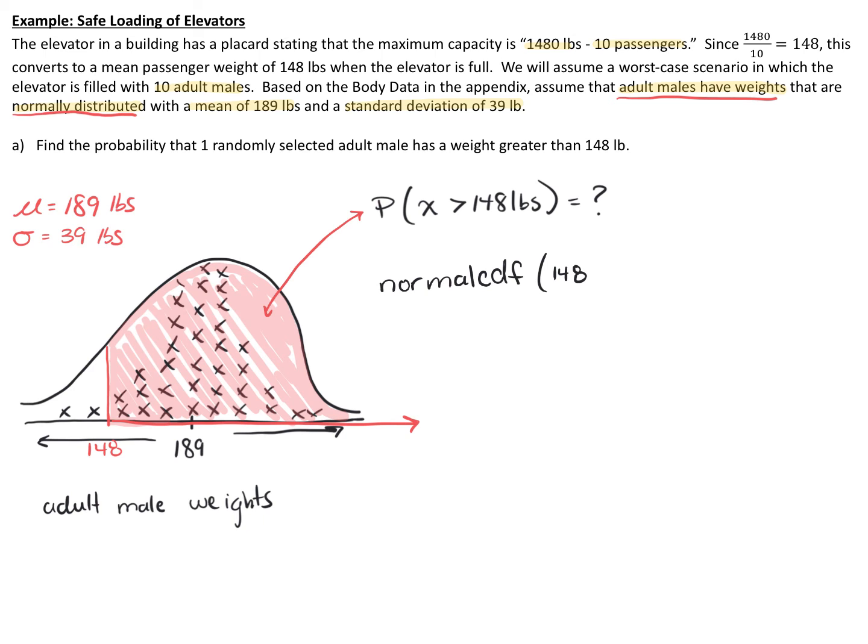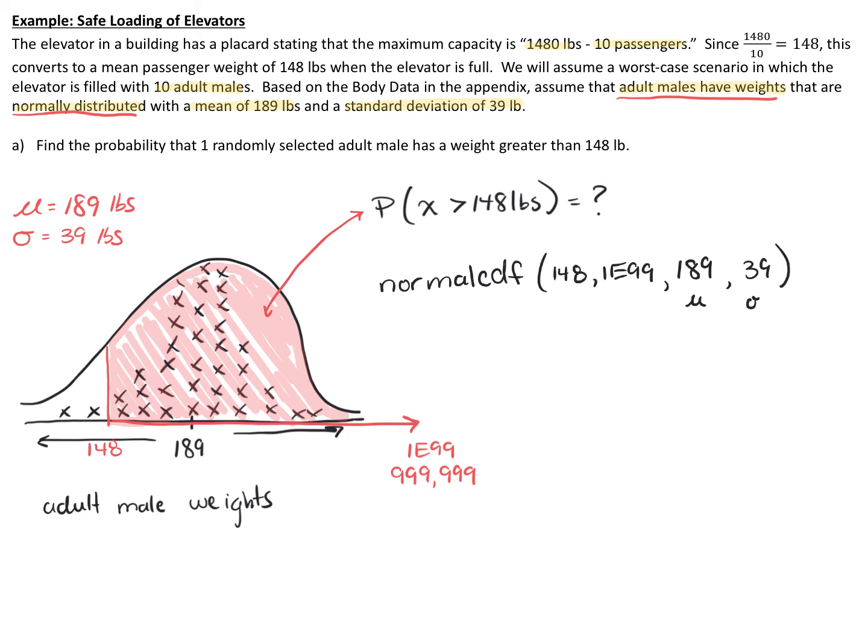And then we want to know all the x values that are greater than 148 pounds. So I need a very large number. So you can either type in 1E99 or you can type in a very large positive value. So your textbook says you can use a number like 999,999. But I'm going to use 1E99 on my calculator. And then the next piece of information your calculator is going to ask you to type in is your population mean. So here that's going to be 189. And your population standard deviation, which here is 39 pounds.